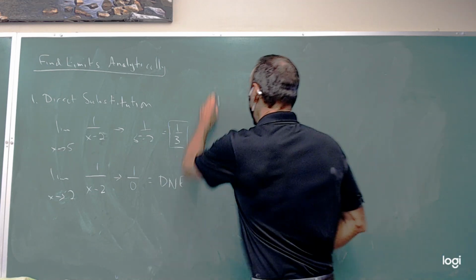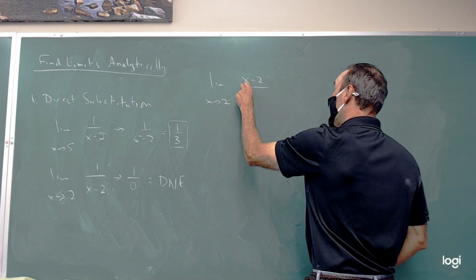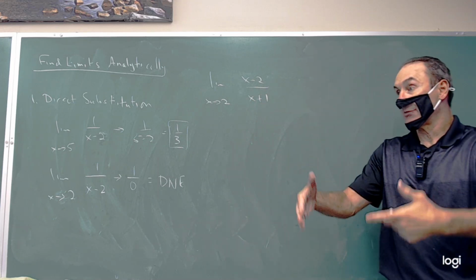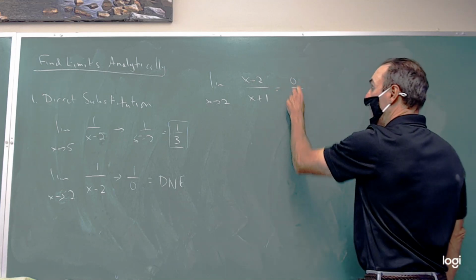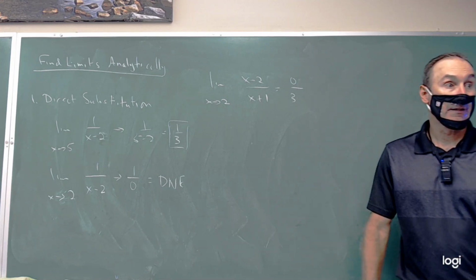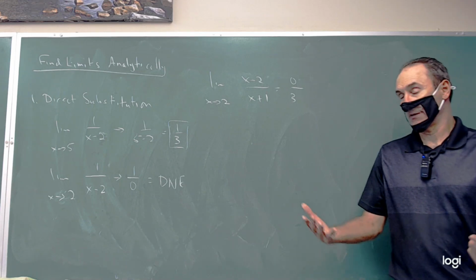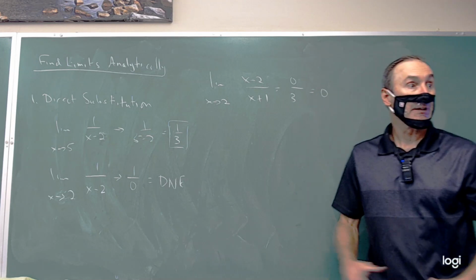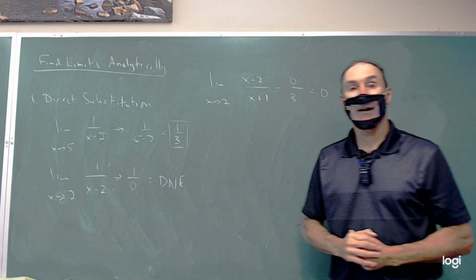Okay? If we do the limit as x approaches 2 of x minus 2 over x plus 1, we'll direct substitute in. And we'll get 0 on top and 3 on the bottom. How do you interpret that? Well, that's just 0, right? And 0 is a perfectly good number. That's our limit. So that's not an issue if you get 0 on top. It's the 0 on the bottom. Okay?